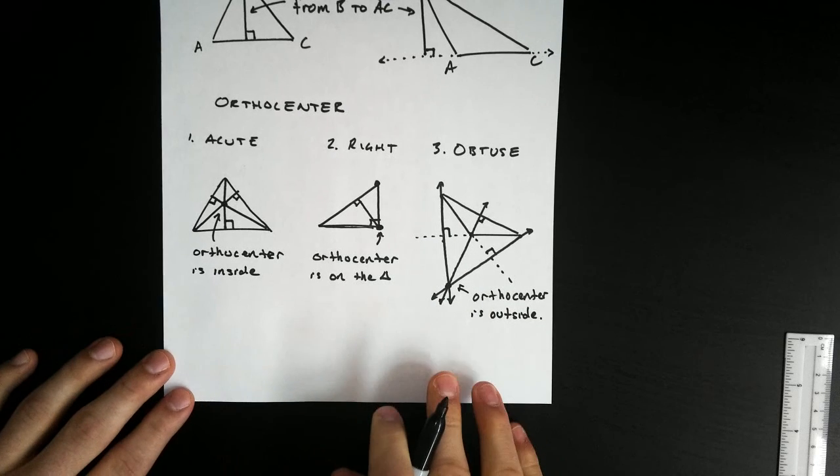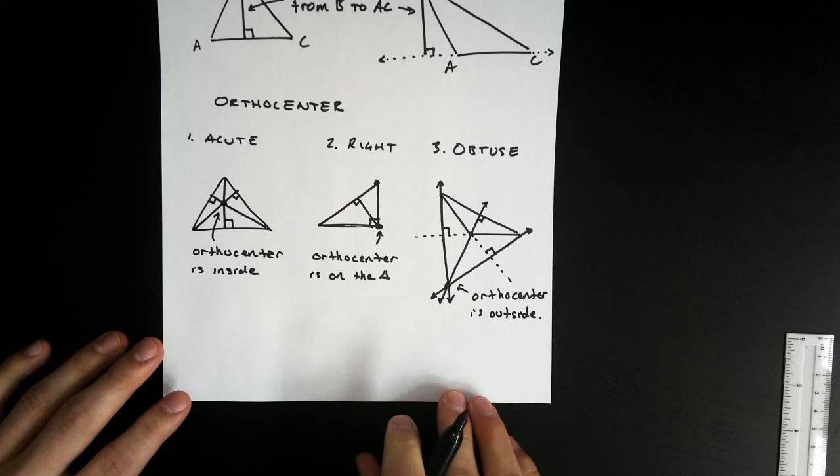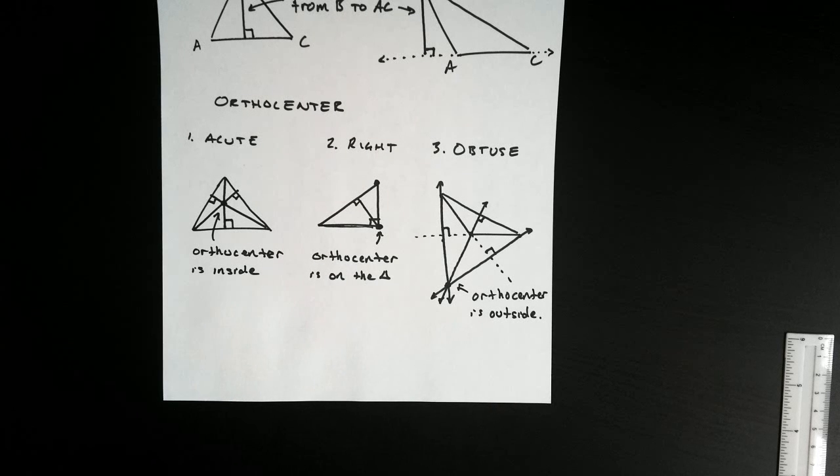So those are the three possibilities for the orthocenter. And the orthocenter is the intersection of the altitudes of a triangle. Besides that, there are no special properties about the orthocenter other than it is concurrent from the altitudes.